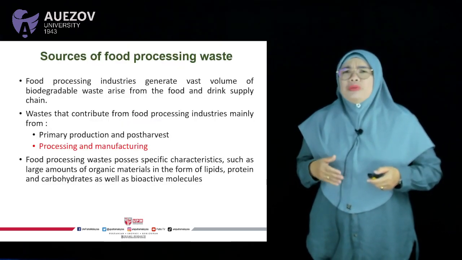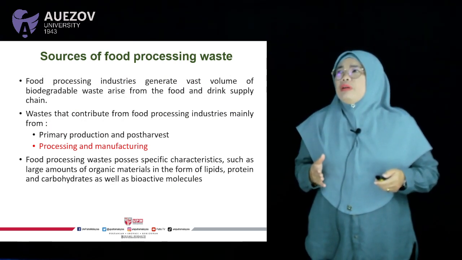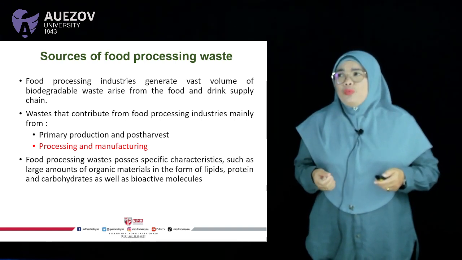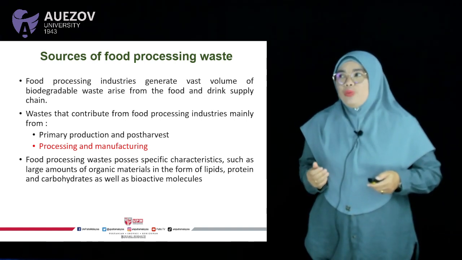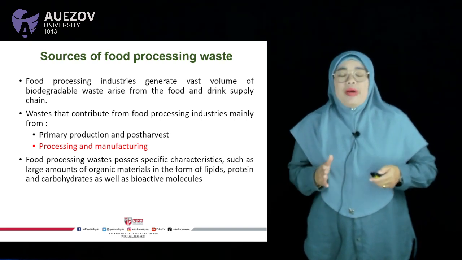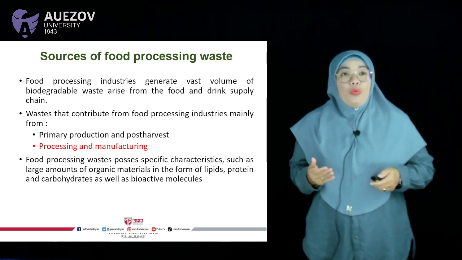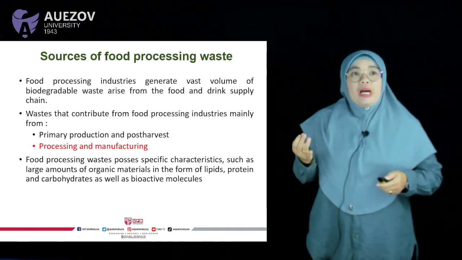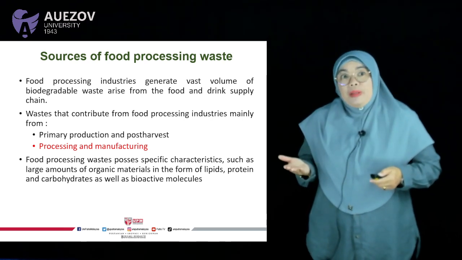Right. So the food processing industry generates a vast volume of biodegradable waste arising from the food and drink supply chain. Waste that contributes from the food processing industry mainly comes from primary production and post-harvest, as well as from processing and manufacturing. Food processing waste possesses specific characteristics such as a large amount of organic materials, which can come in the form of lipid, protein, carbohydrate, as well as bioactive molecules. So let's look at this in detail.